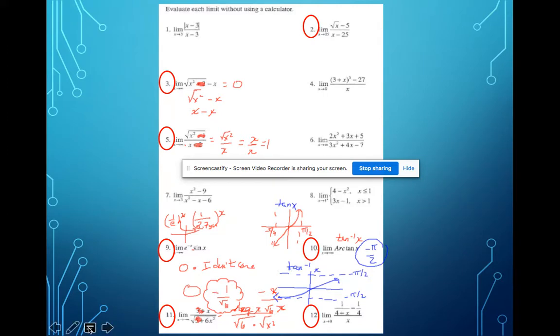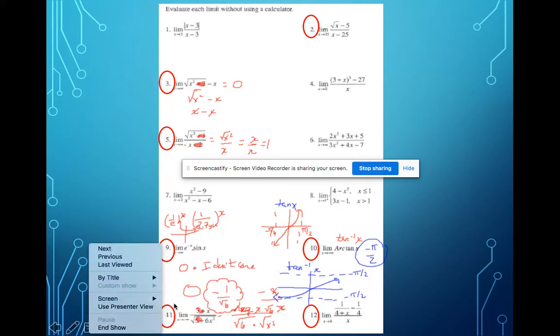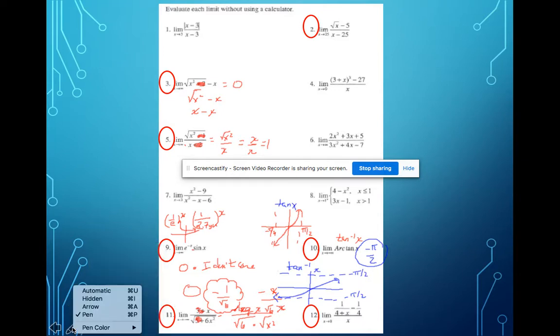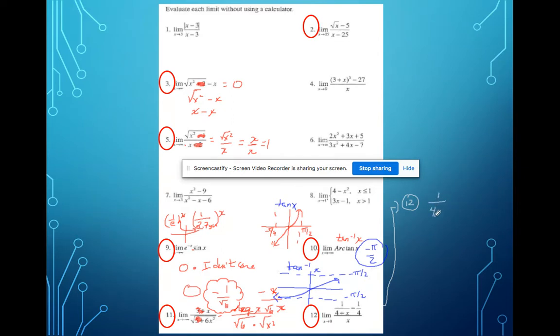Now I'm going to erase these while I do number 12. Actually, I can just go over here. I'll do number 12. I've got to do some fraction work before I can figure out what's going on here, because notice I try to plug in 0 and I can't plug in 0 to the denominator. So I'm going to have to do some algebra.